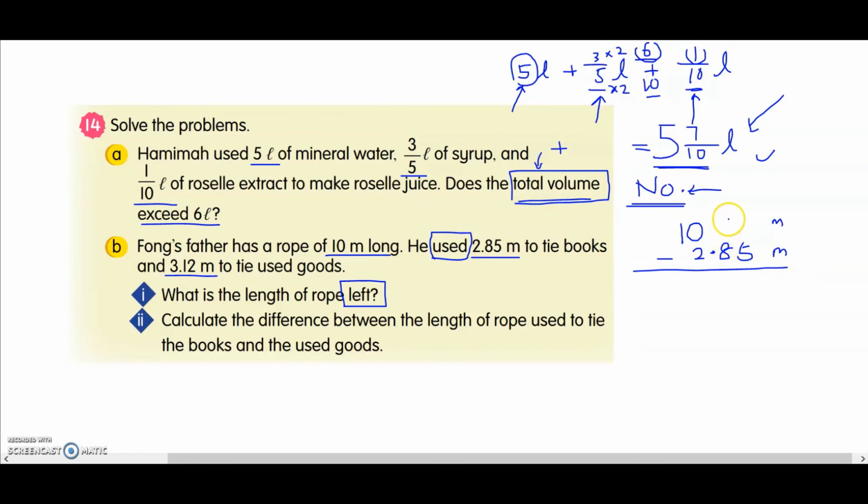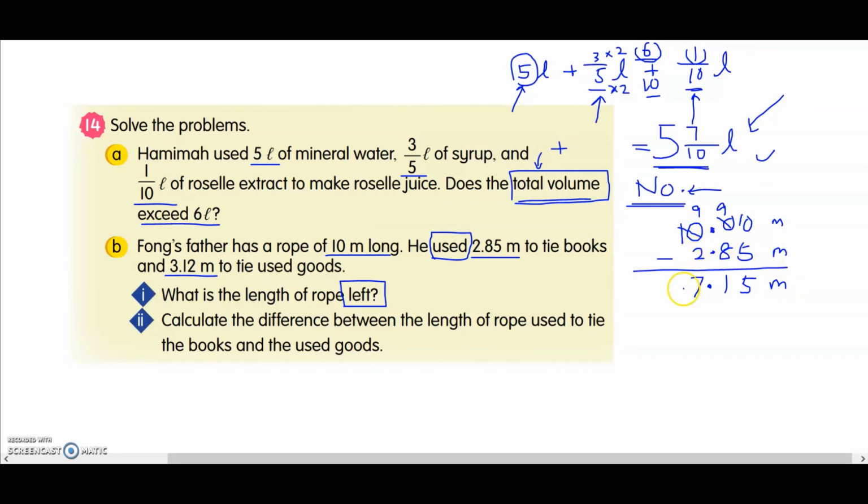Okay, so how do we minus this? There's nothing here. So again, nothing means 0. So you can put 0 here. So here you put the decimal point. So 10 is the same as 10.00. So now you can minus, right? So you can borrow. This one, borrow becomes 9. This first one gets 10. The middle one gets 9. So 10 minus 5 is 5. 9 minus 8 is 1. 9 minus 2 is 7.